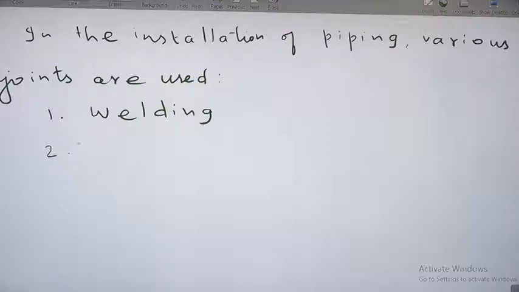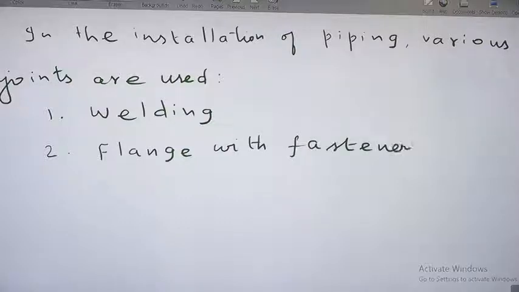Second kind of joint is flanged joint. Flange with fasteners. What are the fasteners? Fasteners are bolts and nuts. Again, there are two pipelines. At both the pipelines, the ends are welded with the flange. The two flanges are bolted with each other, fastened with each other using bolts and nuts. In between the two flanges, there will be a gasket material.